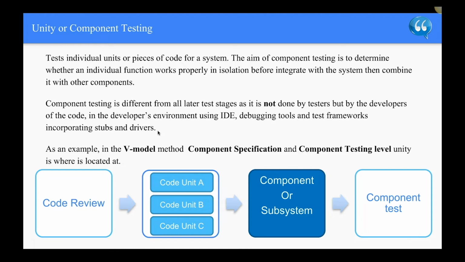As an example, in the V-model method, the component specification is where the component test level is allocated. If you remember the V-model I showed earlier, there is the code review, then they do a code unit, and then a bunch of code units, which are small parts of a component. And then this component is ready to be tested.